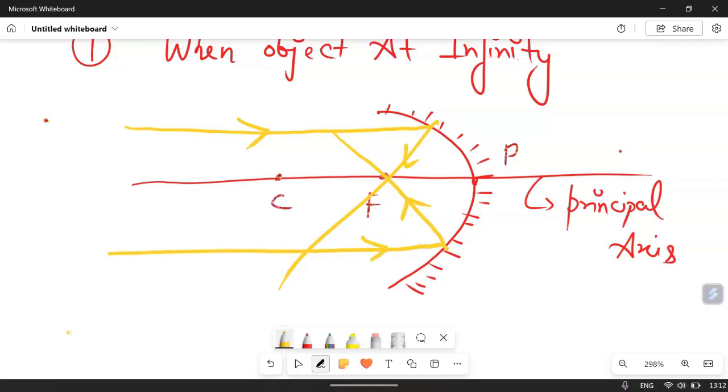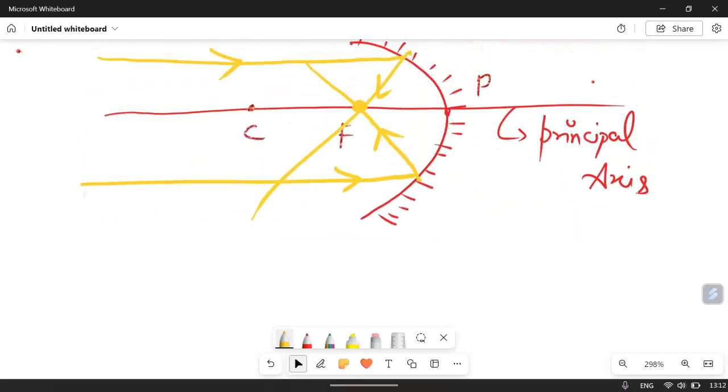So what is happening here? The rays are meeting at the focus, and that's why we say the image is formed at the focus. All the parallel lines, you can draw more also. Every line will pass through the focus. So at least 2 lines we need for that. The image will form at focus.